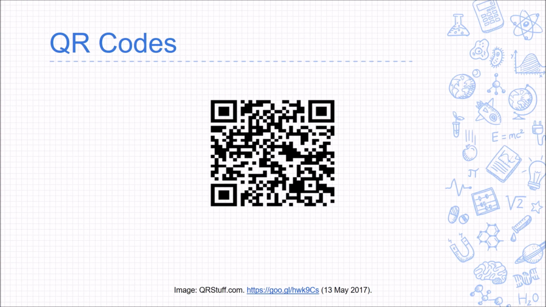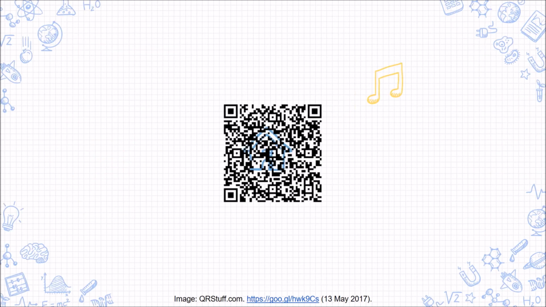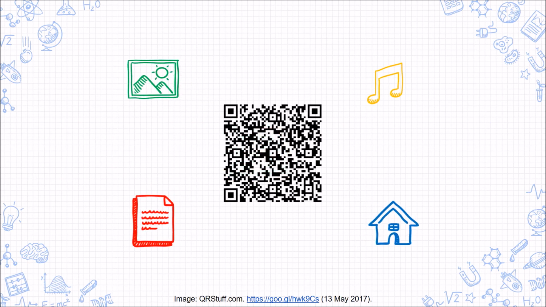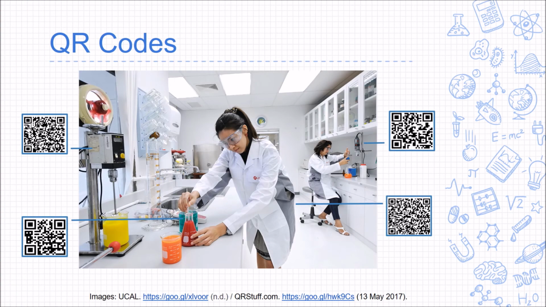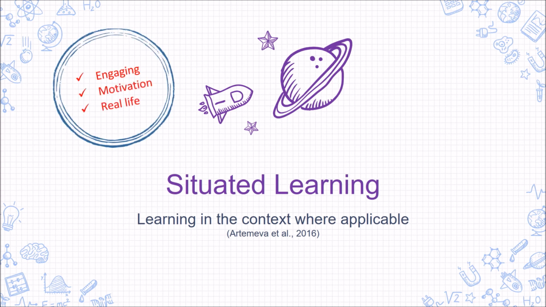QR codes are a machine-readable code built up of a matrix of black and white squares. QR codes increase the enjoyment and excitability as they are placed in practical locations. Scan this or any other QR code in this presentation to learn more information. In a physiology context, QR codes can be placed around the laboratory, putting learning in the context, utilizing situated learning. Situated learning is learning in the context of which the information applies. This educational approach increases engagement, motivation, and reflects a real-life scenario, making work applicable.